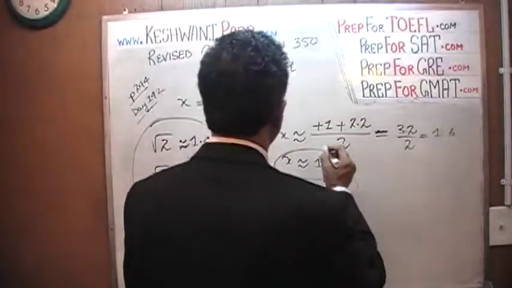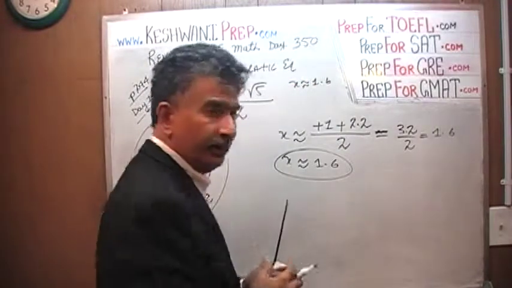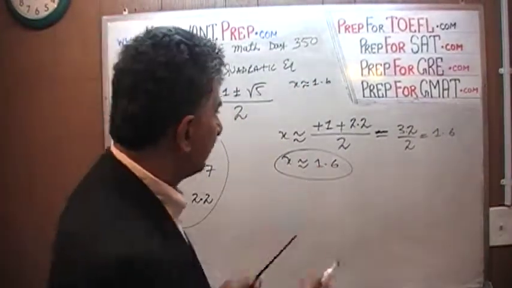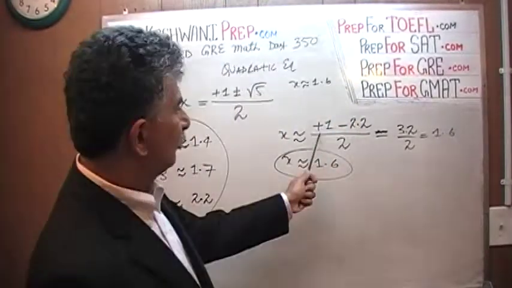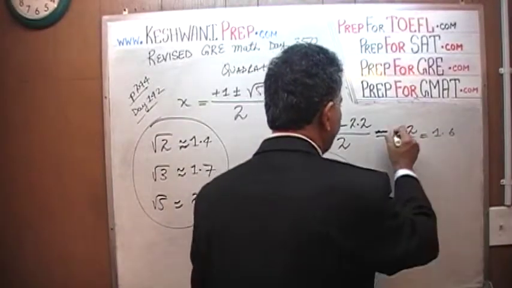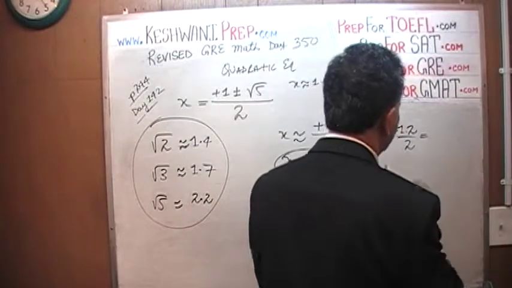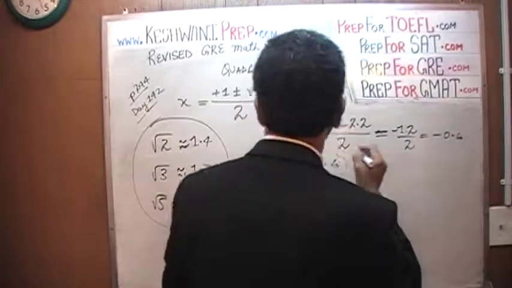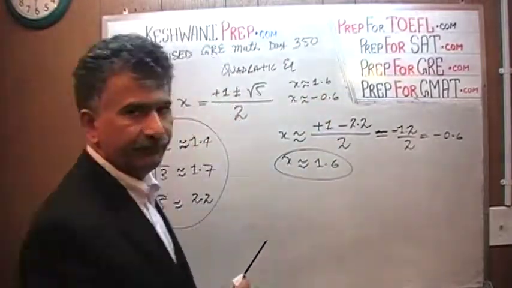Let's make a note of it here. x is approximately equal to 1.6. Let's do the next one. In the next one, we have a negative part here. It's 1 minus 2.2. 1 minus 2.2 is going to be negative 1.2. Negative 1.2 divided by 2 is going to be negative 0.6. Negative 0.6. That's it. We're done.